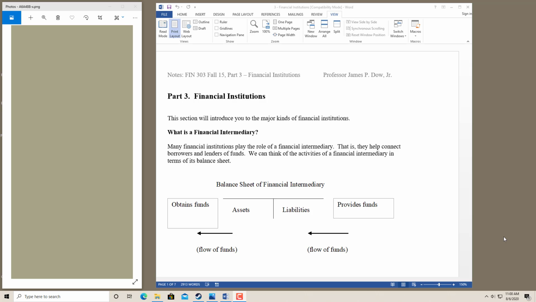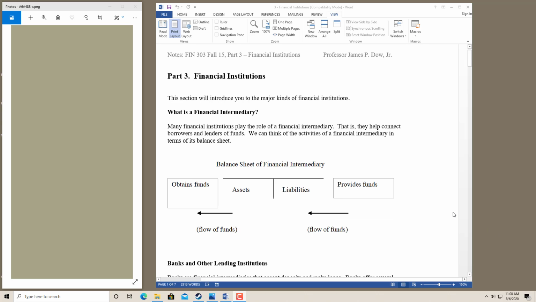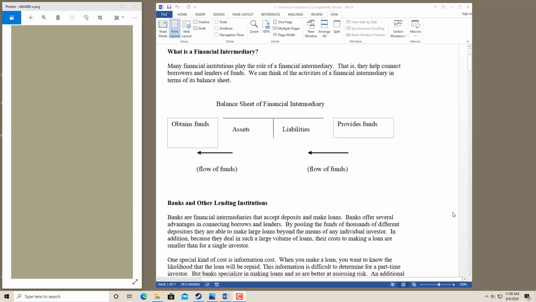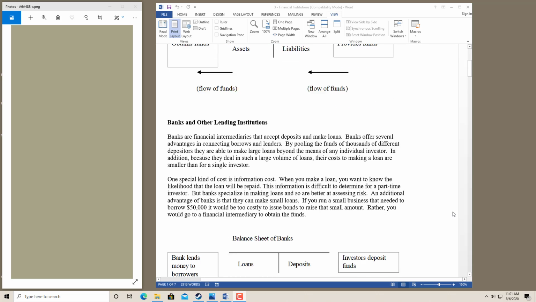And so one of the easy ways to think about a financial institution is through its balance sheet. So a balance sheet, we have assets on one side and liabilities on the other. And the people who provide funds will make a liability on the financial intermediary's balance sheet. And then the financial intermediary will invest in some assets on the asset side of the balance sheet. So let's see how that works in particular cases.